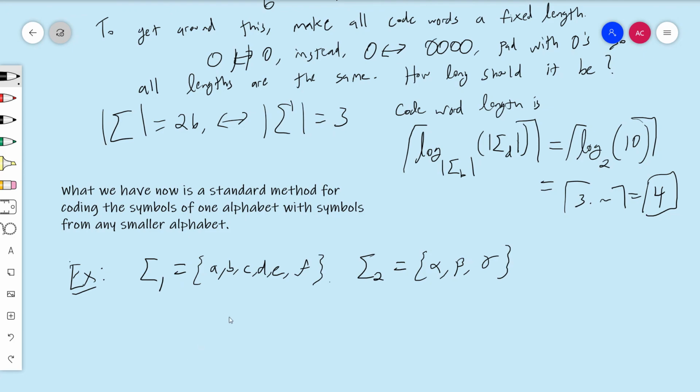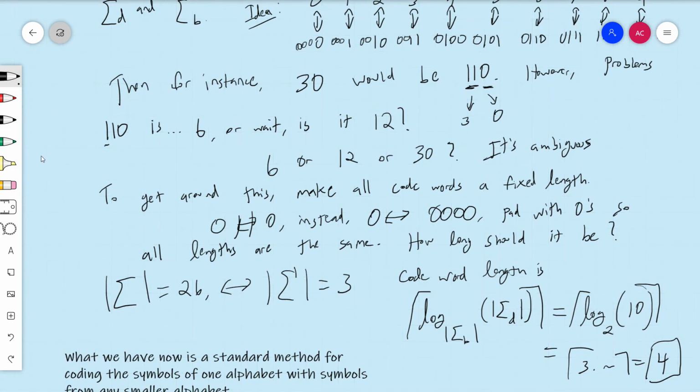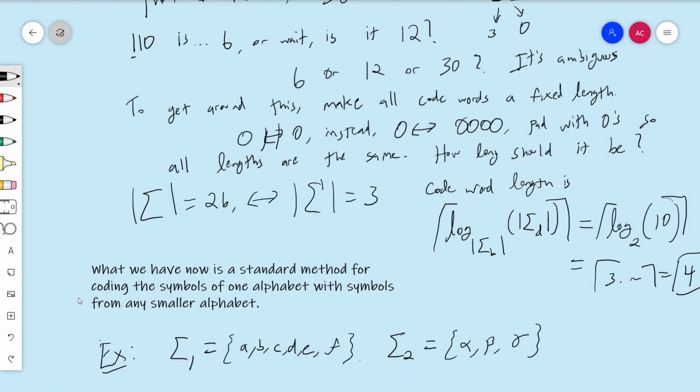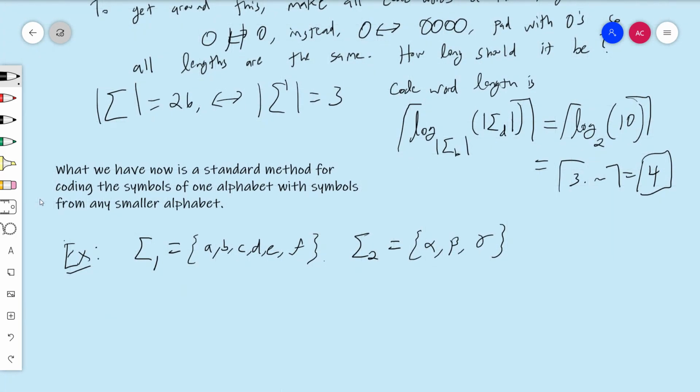Up here with my binary alphabet, I was thinking about 0 as the first one and 1 as the second one. We always need to do that. We need to order our second, smaller alphabet. So I'm going to say alpha is the smallest, gamma the largest. And so then the coding is going to be like this.